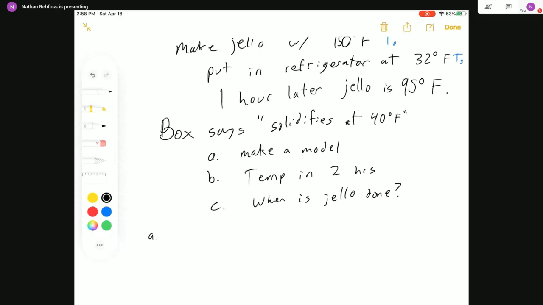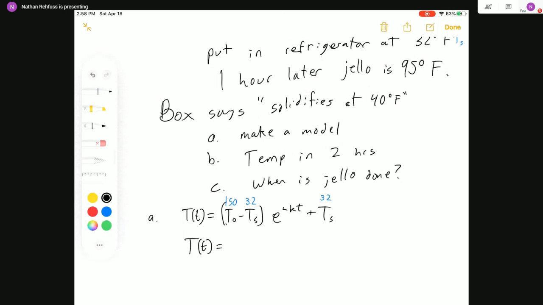My formula, as you recall, is T of t equals (T0 minus Ts) e to the negative kt plus Ts. And now I know my initial temperature was 150. My refrigerator is running at 32. So I've already got 2 of my parameters. 150 minus 32 is 118. E to the negative kt plus 32.